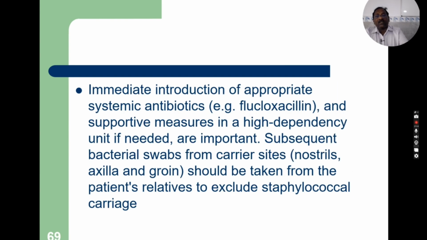So the immediate introduction of appropriate antibiotics like penicillins or cephalosporins or cloxacillin, and supportive measures in a high dependency unit if needed, are very important. Sometimes debridement is also needed for large carbuncles. Bacterial swabs from the carrier sites, the nostrils, the axilla and the groin, should be taken from the patient's relatives to exclude staphylococcal carriers.